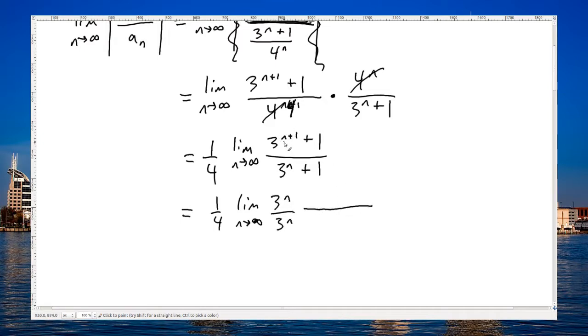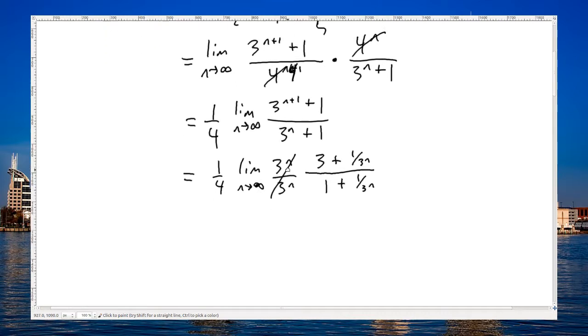So what's left on the top? Well, here I had an extra 3 plus 1 over 3 to the n. On the bottom I have 1 plus, and then here I have 1 over 3 to the n. So those cancel with each other.